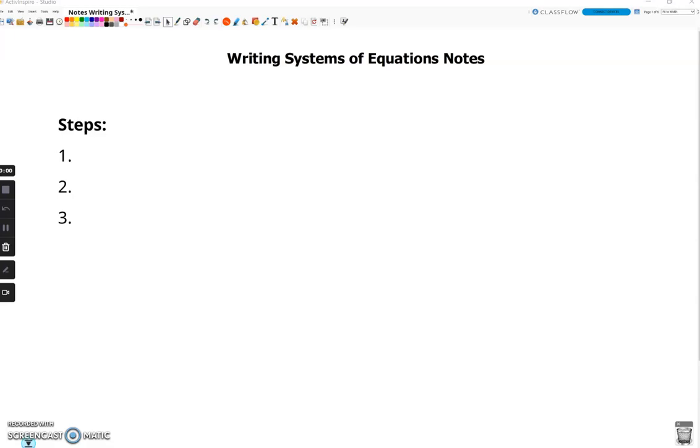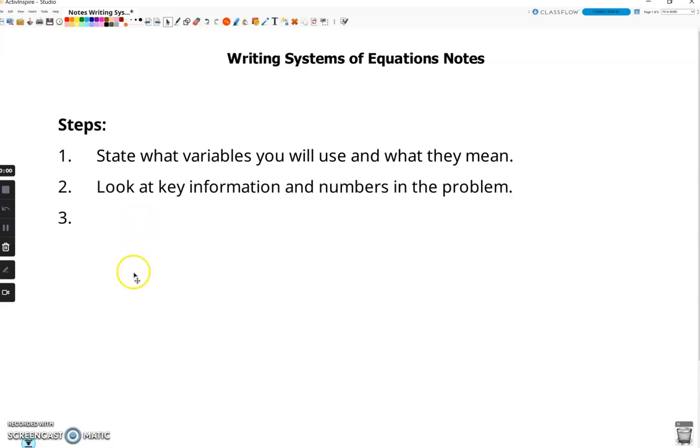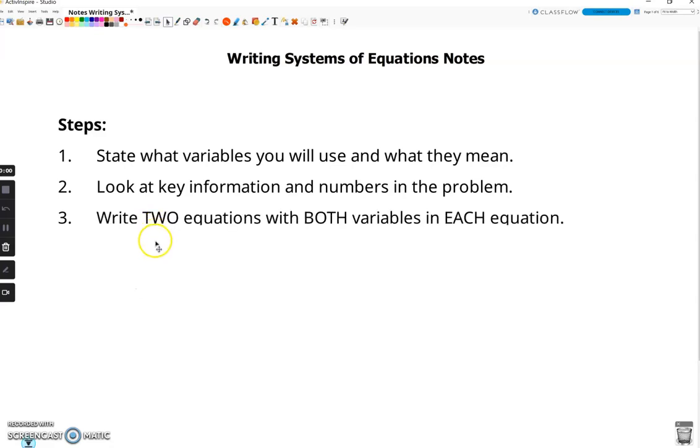So the steps to writing a system of equations: the first thing you want to do once you read the scenario is state what variables you will use and what they mean. You can pick any letters that you would like, but you have to tell me what those letters represent. After you have done that, look at key information and numbers in the problem to help you create your equations. And then step 3, write 2 equations with both variables in each equation. So write down all 3 of these steps. Push pause if you need to, so that way you can write them down, and then push play again, so that way you can keep going to the examples.